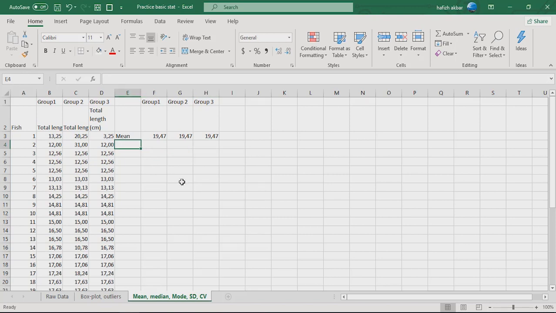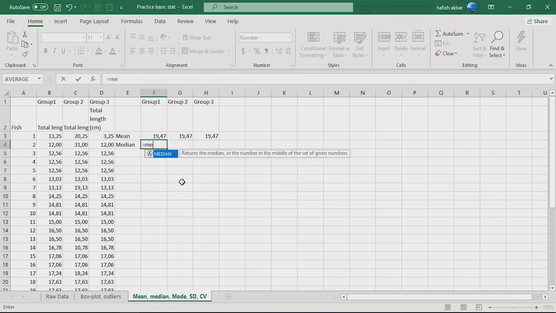So now we are going to calculate the median. Median is the same as quartile 50. So how to calculate the median? Just simply enter equal, then you can say median, and then group 1.